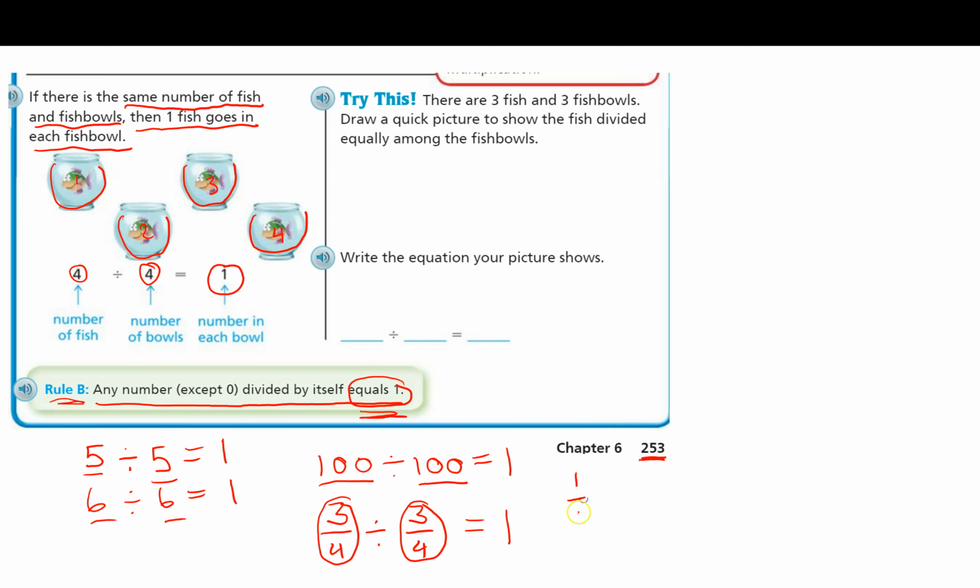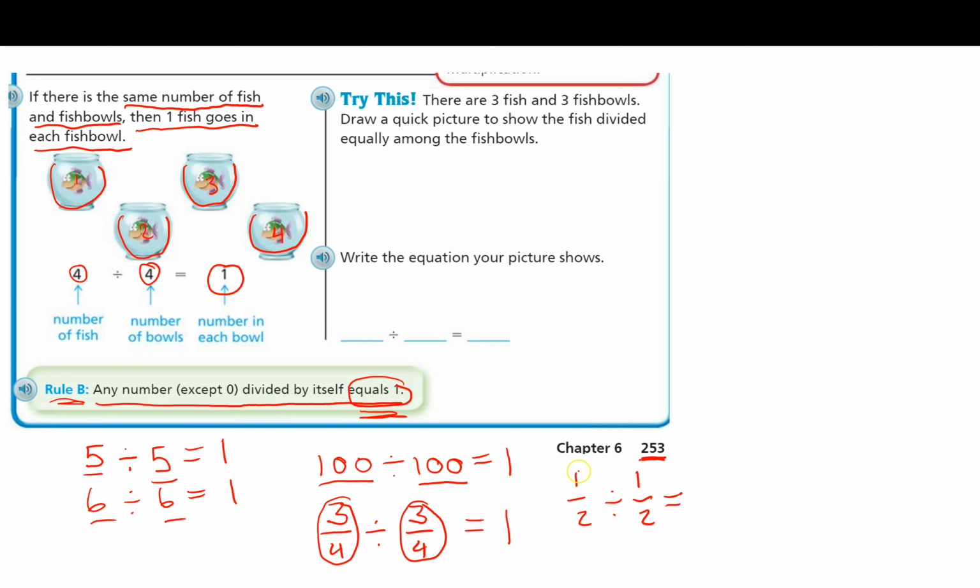So if I have 1/2 divided by 1/2, these two numbers are the same, so it's going to equal 1. Now I could take this a step further like we did on the last one as well. If I have a divided by a, yeah, this is algebra now, but still this is the same as this. The dividend and the divisor are the same, so the quotient is always going to equal 1.